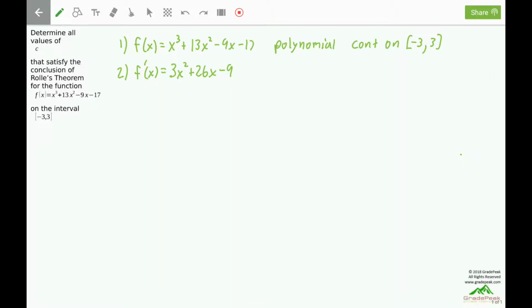3x squared plus 26x minus 9 is also a polynomial, and a polynomial is continuous on any interval, so this will be continuous. It's called differentiable for the continuity of the derivative on the open interval. Open means it does not include the endpoints, indicated by the round brackets on the endpoints, because a function is never differentiable on its endpoints. So it will always be the open interval here. Condition 2 is met.